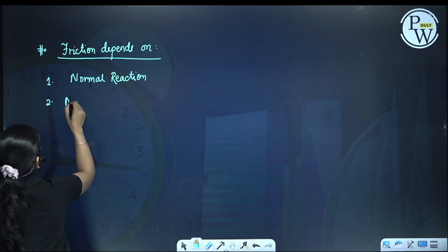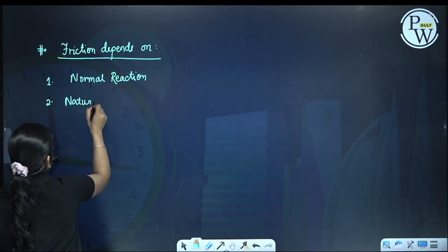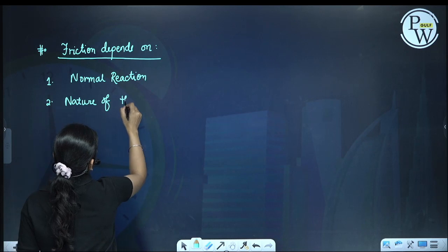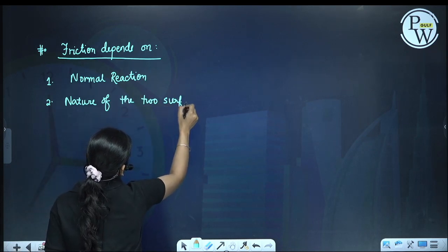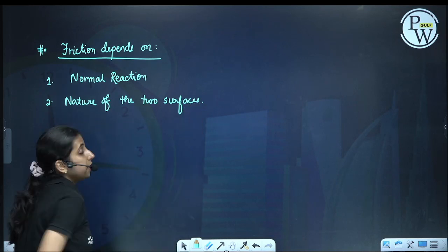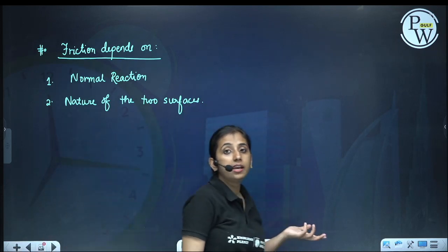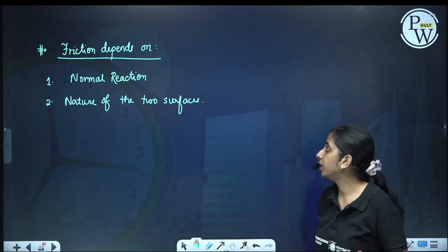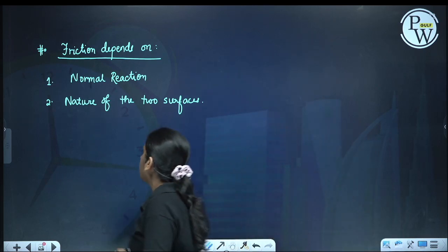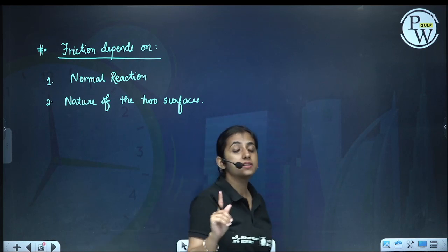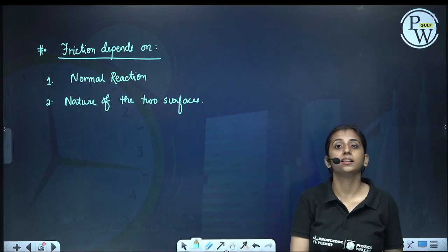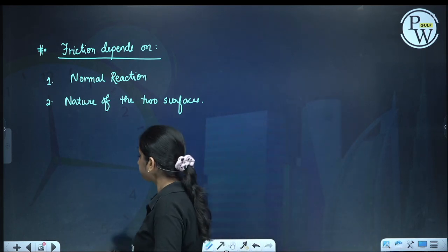Next is the nature of the two surfaces. The two surfaces may be smooth, rough, polished, of whatever material they are. It depends upon the nature of the two surfaces. Friction doesn't depend upon area in contact, provided normal reaction remains the same.